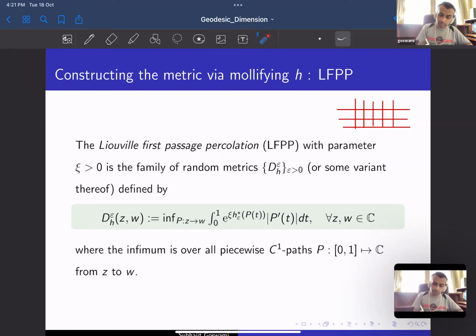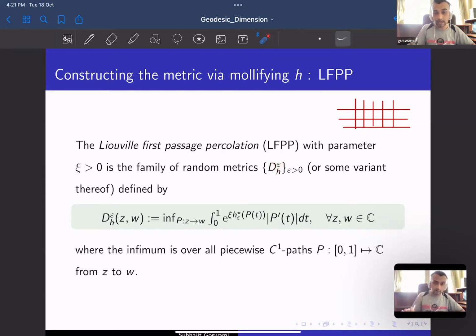So instead of H, you could also assign these weights to vertices. And essentially, if you think in discrete terms, what we're doing is that for any path, we're summing up the weights attached to the vertices. Okay, so that's the connection. So that's the definition of the metric, which is modified at level epsilon.